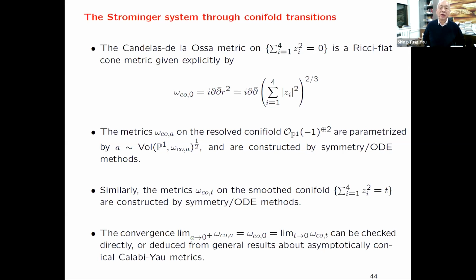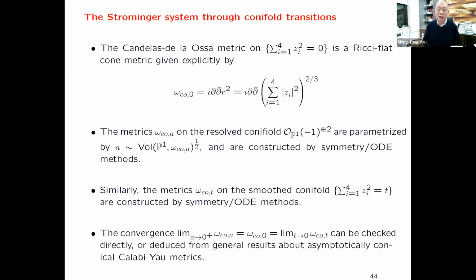So we use the Kähler-Osa metric, and then we construct a family of metrics on there. And this metric will converge to the one with A equals 0.